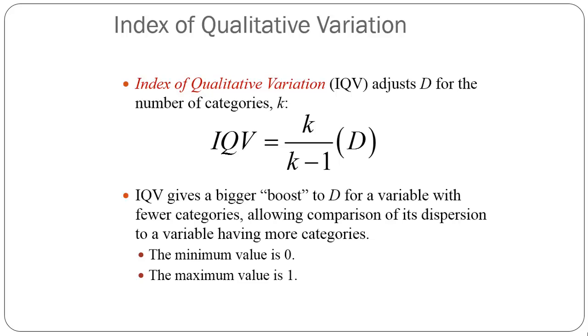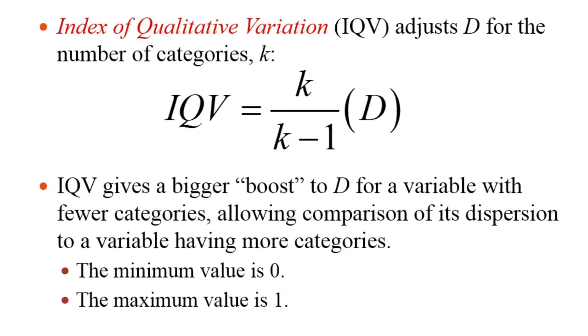Finally, we have the index of qualitative variation, and I'm going to argue that this is really the measure we should use for these qualitative variables that we have if we want to talk about diversity. We're going to calculate the index of diversity first. That's the first step in calculating the IQV, and then we're going to make an adjustment to it, which is the k divided by k minus 1 part of that formula, to give a little bit bigger boost to D for variables with fewer categories.